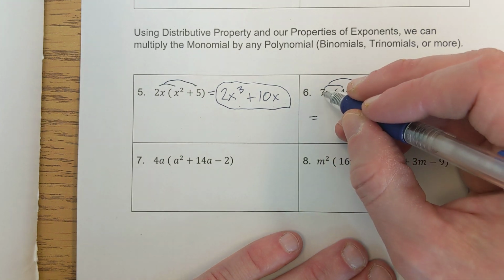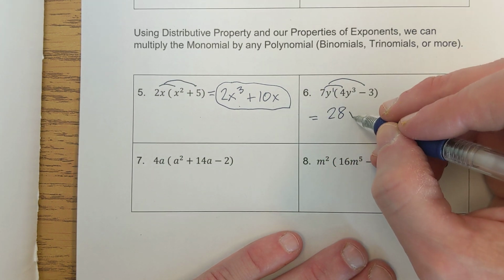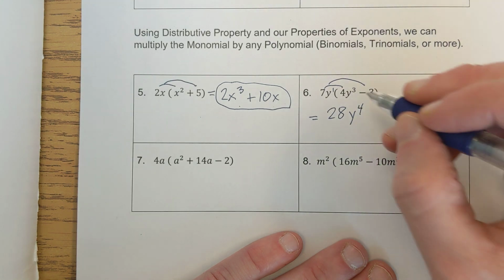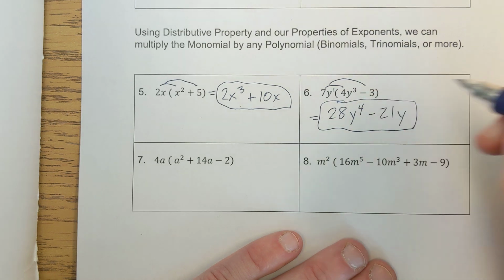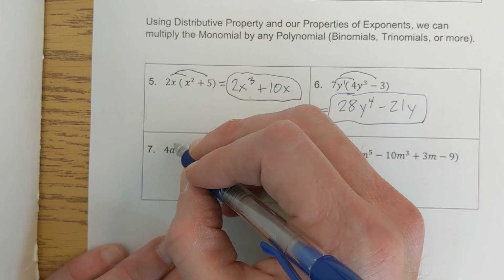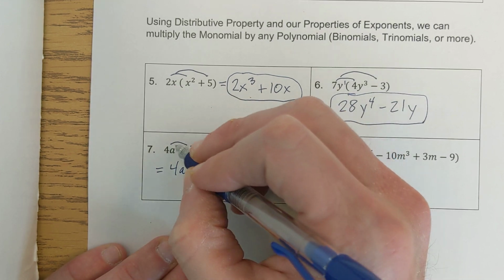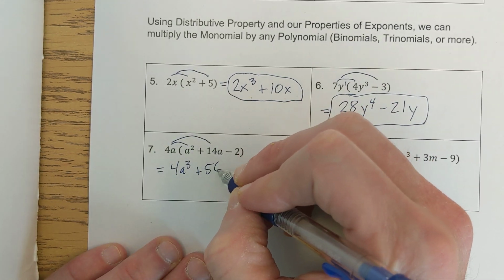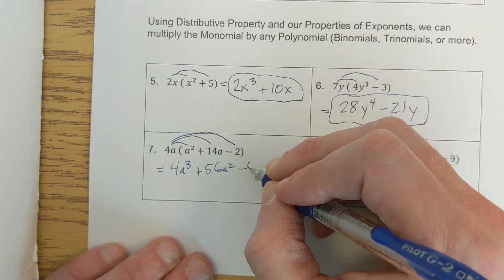So in this one, we get 7 times 4, we get 28. We got a 1 and a 3 for the exponent, so that's y to the 4th, minus 21y. That's it. They're not like terms, so we can't combine them. So we go on to 7. We get 4a to the 3rd, plus we're going to have 56a squared. And then last, we get minus 8a.